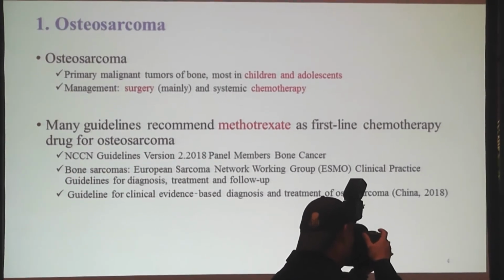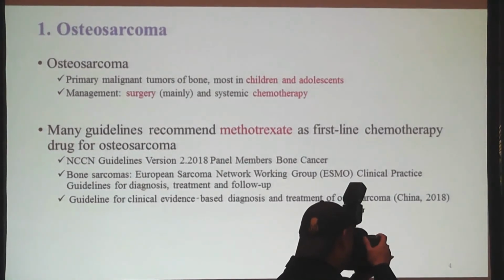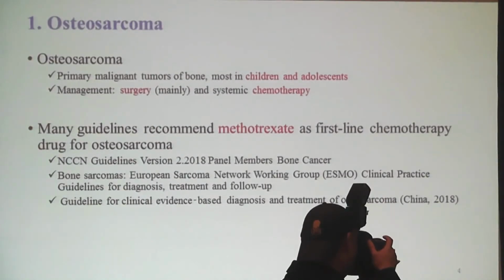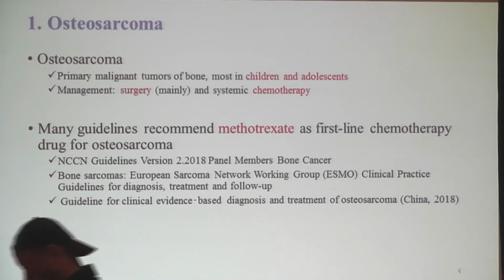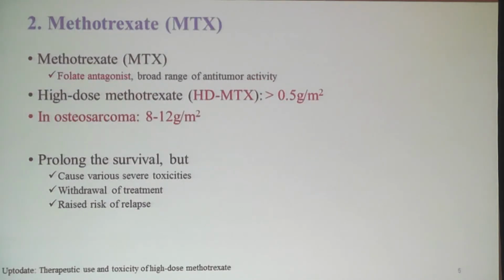Osteosarcoma is the primary tumor of bone, which is uncommon in clinical practice and most occurs in children and adolescents. Osteosarcoma is hard to treat, and surgery and systemic chemotherapy are usually combined. And when it comes to chemotherapy, many guidelines recommend methotrexate as the first-line chemotherapy drug.